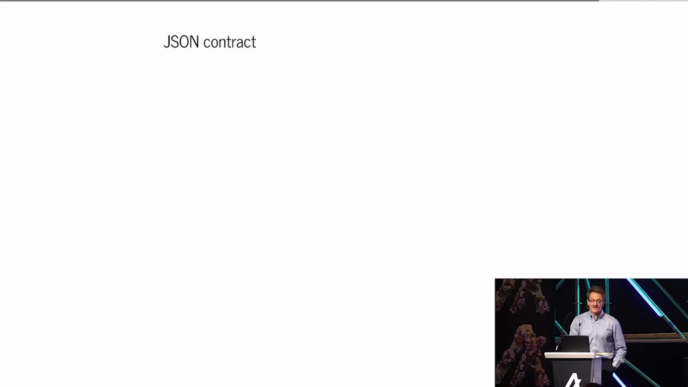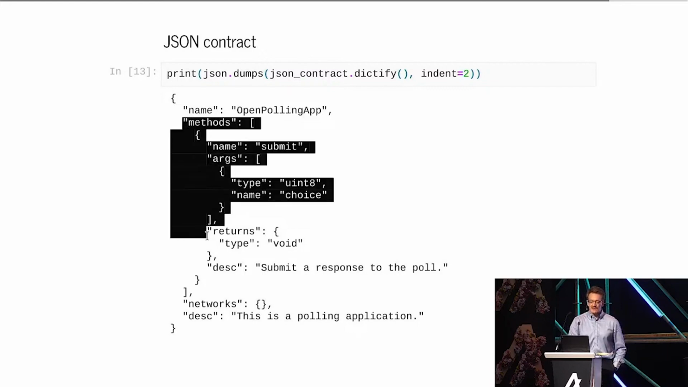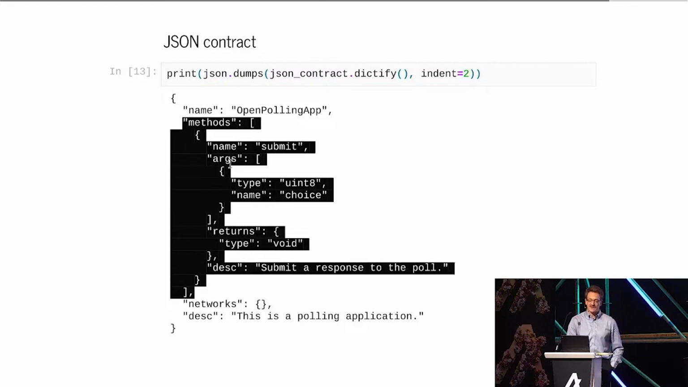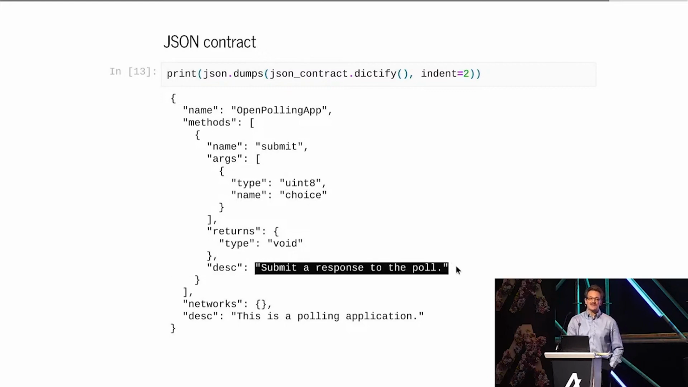And the first thing we'll have a look at is the JSON contract. So here, remember that the name that I gave the router becomes the name of the contract, Open Polling App. The methods, well, I only decorated one Python function, it's submit, and it has only one argument, choice, and it was a uint8 type. And now the docstring ended up becoming the description of this ABI method.